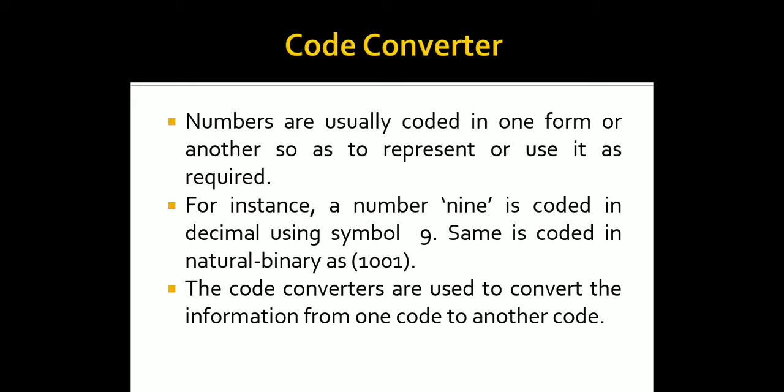First of all, we will discuss what codes are. Codes are used to represent numbers, alphabets, and special symbols. For example, we represent 9 in decimal as 9, and the same 9 is represented in binary code as 1001. In our topic, we are going to discuss the code converter. That means a code converter is used to convert information from one code to another code.